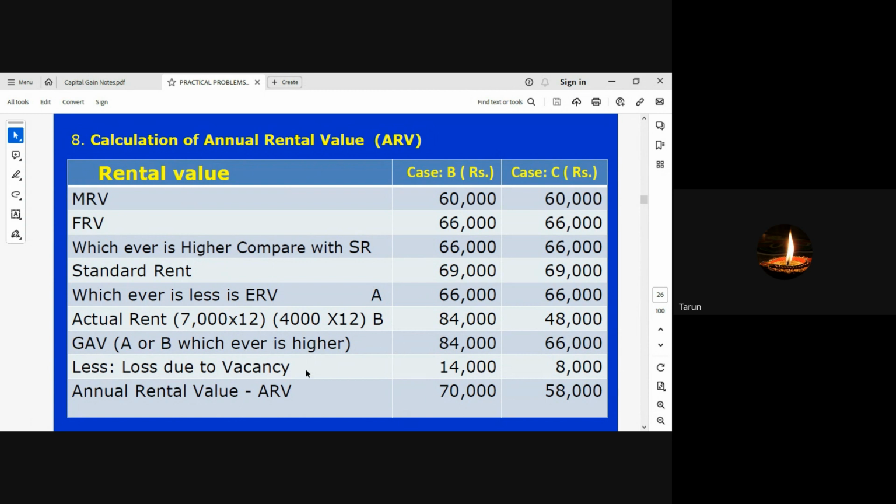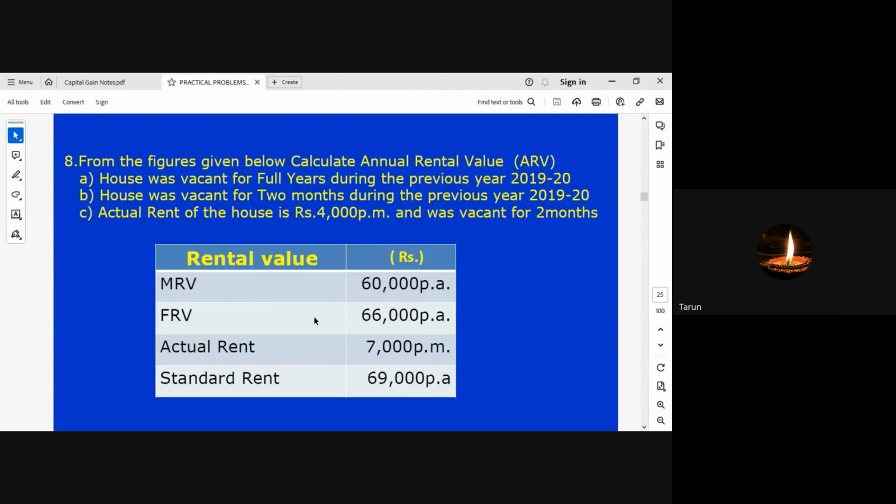Now we have to follow the format, that is we have to do the deductions: loss due to the vacancy period, then less any taxes incurred, then deduct the standard deductions. In the question no values have been given except the loss due to the vacancy. The loss due to the vacancy is 2 months.